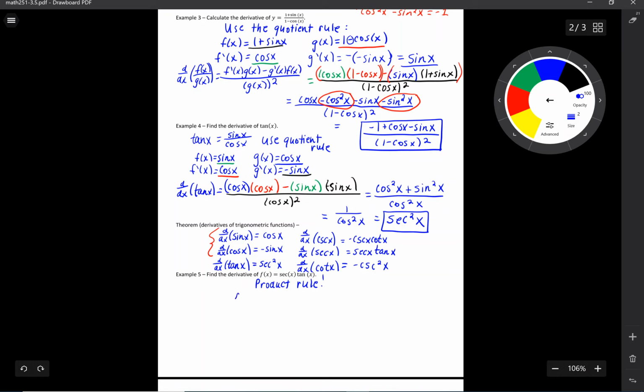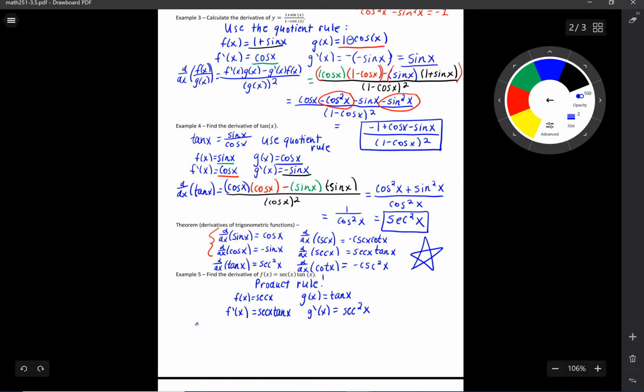So I'm going to label f of x as secant x and g of x as tangent x. This makes f prime of x, the derivative of secant, according to my theorem here, secant x times tangent x. And g prime, the derivative of tangent x, is equal to secant squared of x.